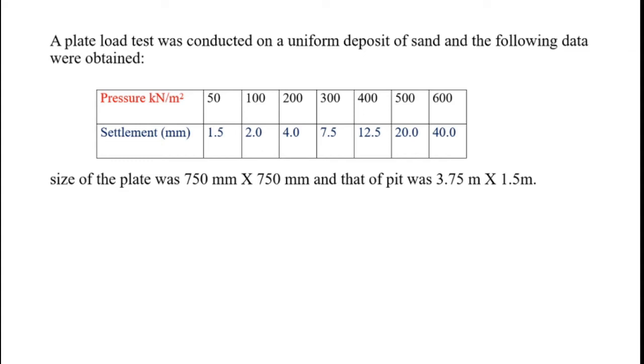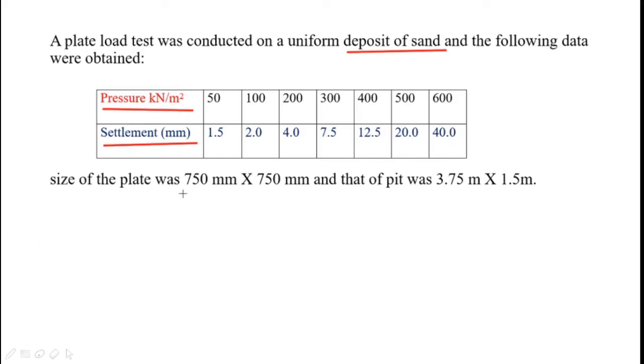A plate load test was conducted on a uniform deposit of sand. It is very important that the given soil is a sand, and the following data were obtained. So what we have obtained is pressure in kilonewton per meter square and the settlement. This is what we do in a plate load test. We determine settlement against the pressure. So this is the data given.